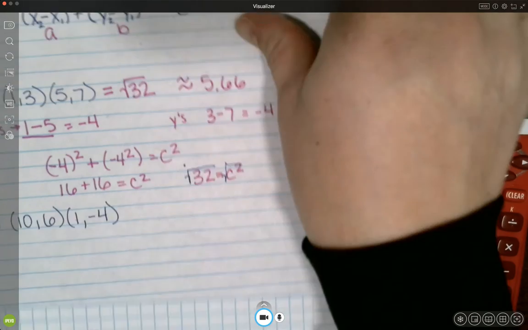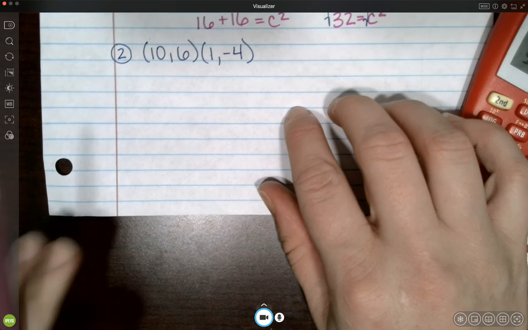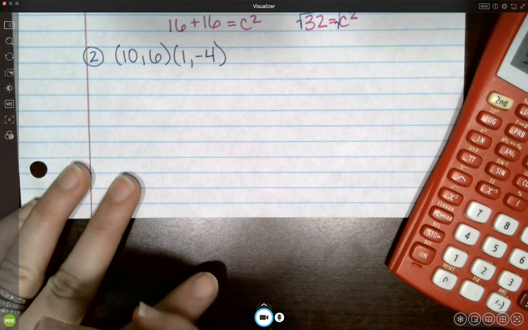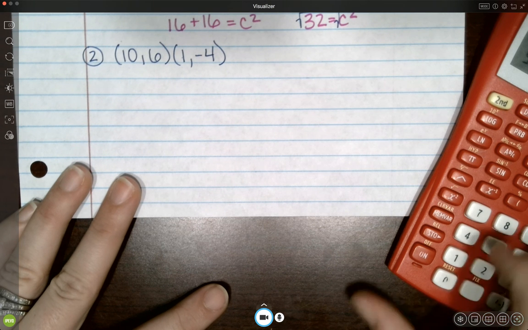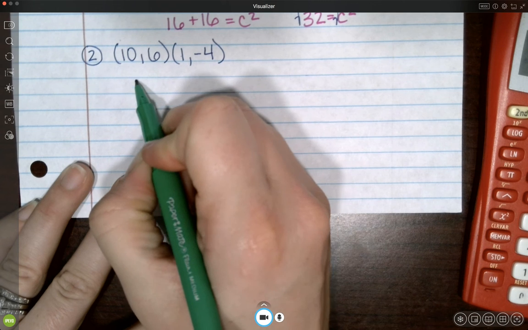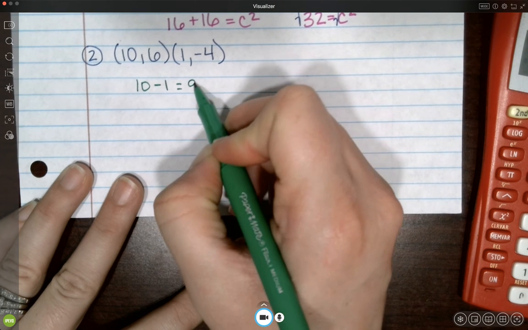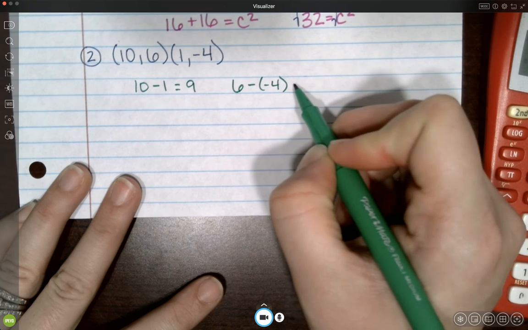Okay, so go ahead and try this one on your own, and let's see how you do. So again, we have 10, 6, and 1, -4, and the question is, what is the distance between these 2 points? Okay, pause the video if you need any longer to do this. All right, so I'm going to subtract my x's, 10 minus 1, which gets me 9. And then I'm going to do 6 minus -4, which gets me 10.